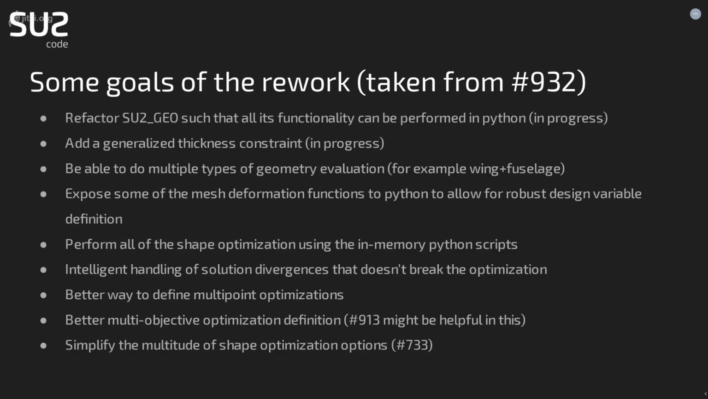SU2 Geo is just a wrapper C++ function that calls a bunch of different geometry functions and the like, which can probably all be done in Python, and we can get rid of a module that way. And I know there's SU2 mesh that's also not really being used anymore, so we can basically trim some fat with this as well.